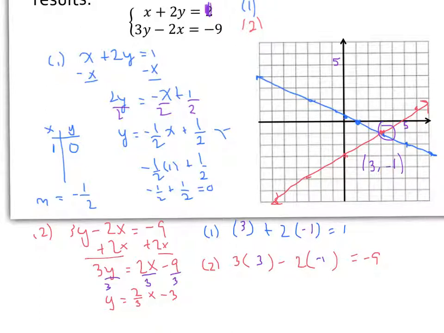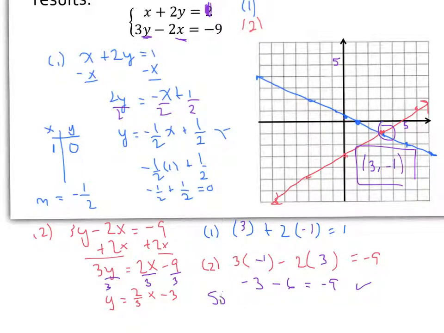Oops, I made a mistake here. The first number is the y, which is negative 1. The second number is the x, which is the 3. And sure enough, I get that negative 3 minus 6 equals negative 9. Whew, I almost thought I got it wrong. So our solution is 3, negative 1.